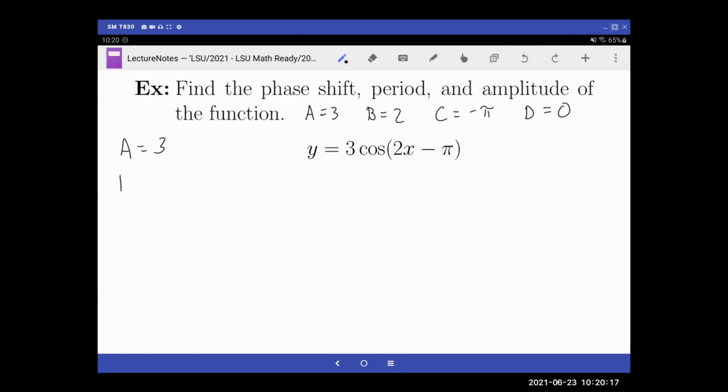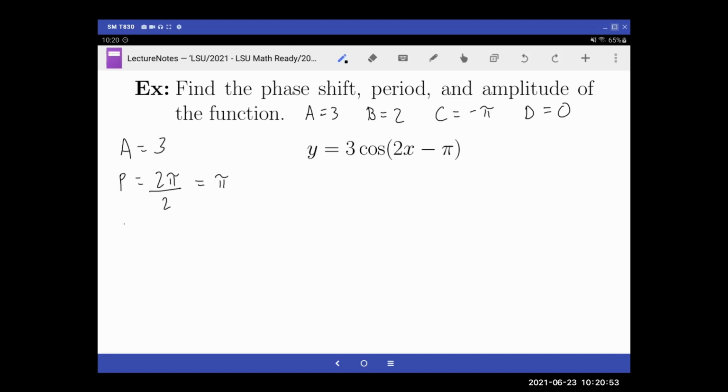The period would be 2 pi divided by b. B is 2, right? So the period is just pi. Okay, so think about what that means, right? If your graph does this, well, now we made it shorter, so it's going to do this. It's just going to start over a lot faster.